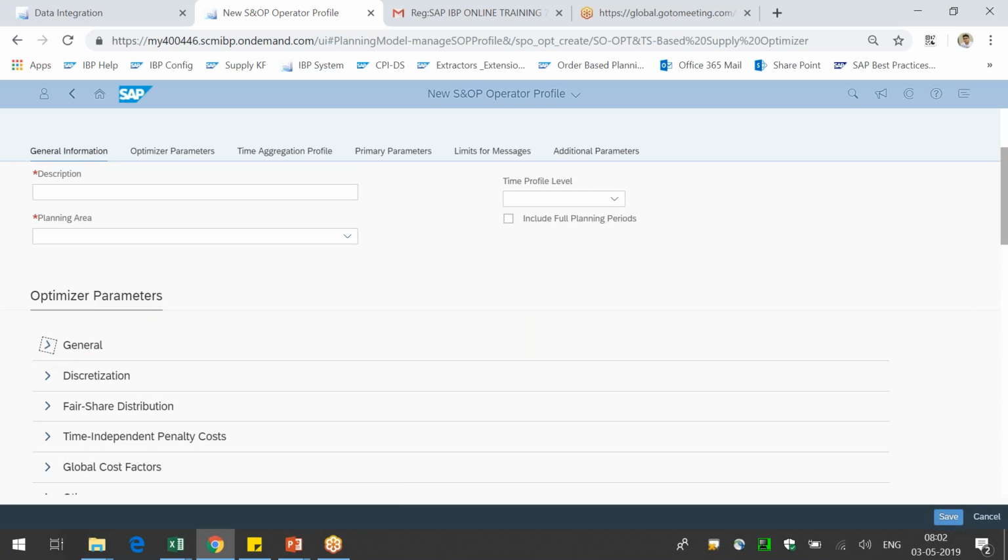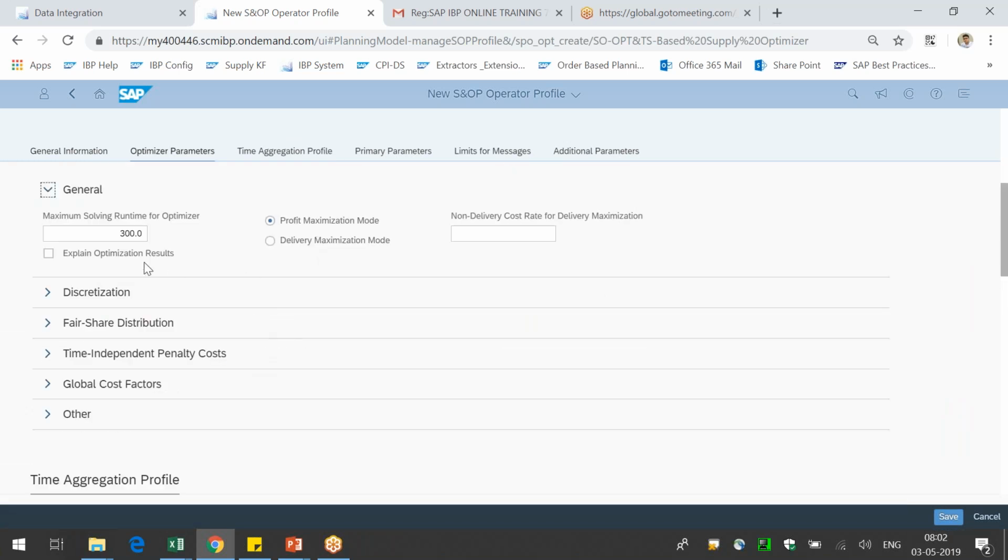Under the general section, there are these important things that are maintained. First is the maximum solving runtime for the optimizer. This is in seconds, so it is 300 seconds, which means a 5 minute run. This profile can run for 5 minutes, and it will try to come up with the best optimal supply plan. It need not take 5 minutes; 5 minutes is the maximum limit we set. So it gets done in 30 seconds or less than a minute if it is a very small supply chain network.